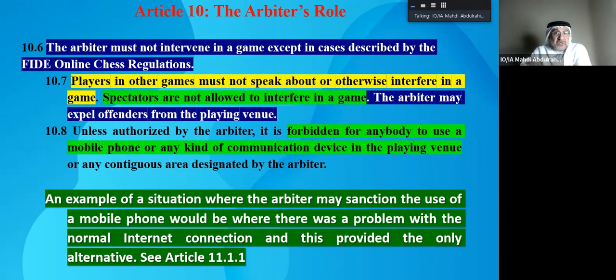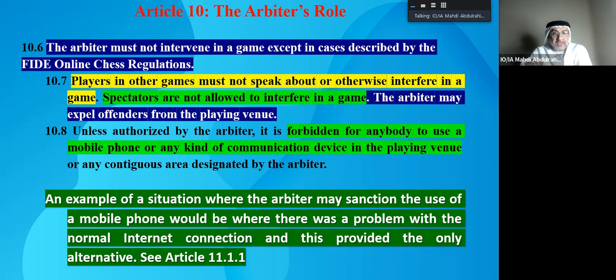If one of them wins, okay. Maybe win by time. So if one loses by time, the opponent will win by time. So let them play. Why does the platform give a draw? And players in the other games must not speak about or otherwise interfere in the game. So spectators are not allowed to interfere in the game. The arbiter may expel the offender from the playing venue.